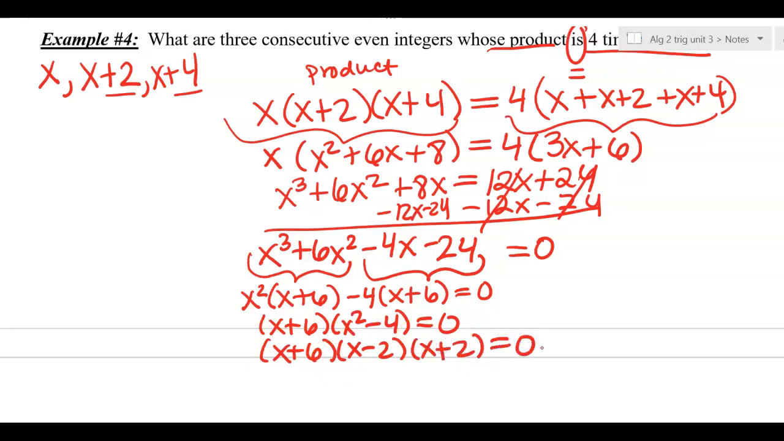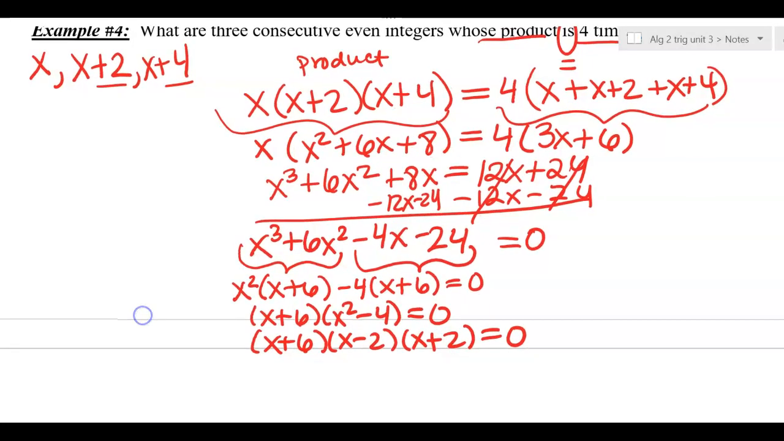equals 0. All right? So what are my x values that make this equation true or equal to 0? Sammy? 2, -2, -6. Good. Are we all on board with Sammy? So there's actually 3 possible solutions to this problem.